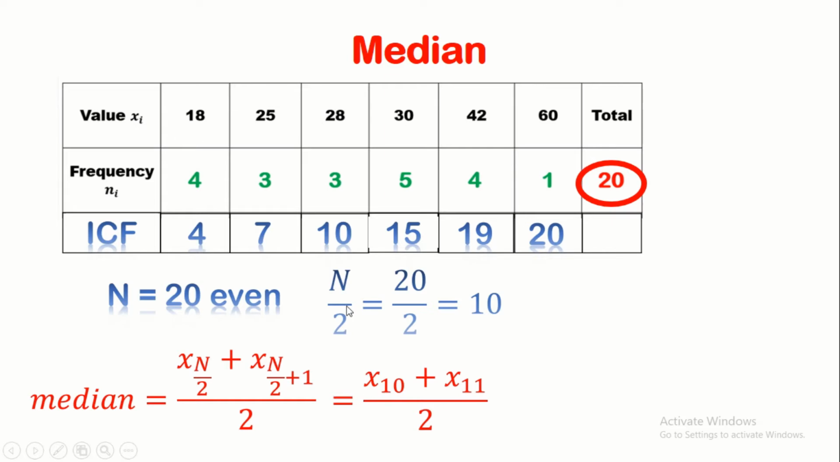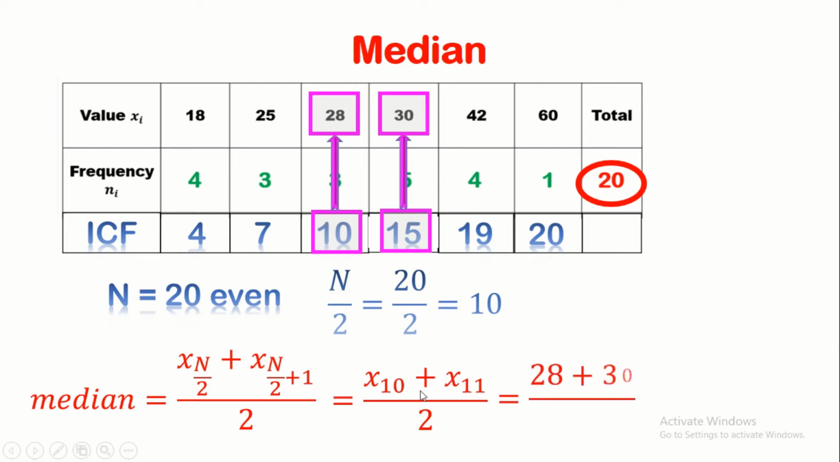Well, 10, as you see, we have it here. The value having 10 is 28, so x10 is 28. Plus x11. We don't have 11 in the increasing cumulative frequencies. Then we search for the number that is directly greater than 11, which is here 15. Well, then we can say that x11 is 30. So x10 plus x11 is 28 plus 30, all divided by 2. It gives us 58 divided by 2 equals 29. So the median of this distribution is 29.